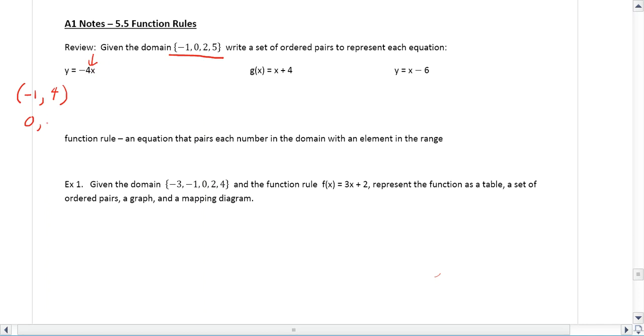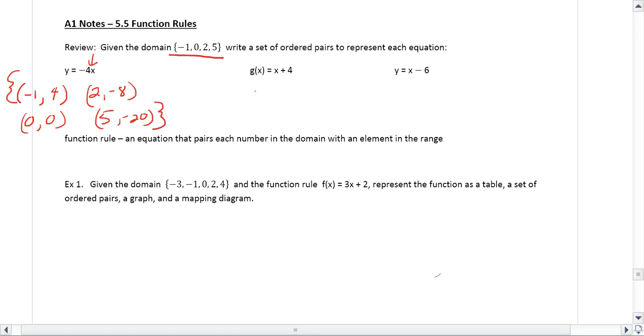The next input is 0. 0 times anything is 0, so that's the output. The input then is 2. The output becomes -8. And if the input is 5, the output is -20. So that's the set of ordered pairs. And since we are asked for a set, I really should put that list in set notation.